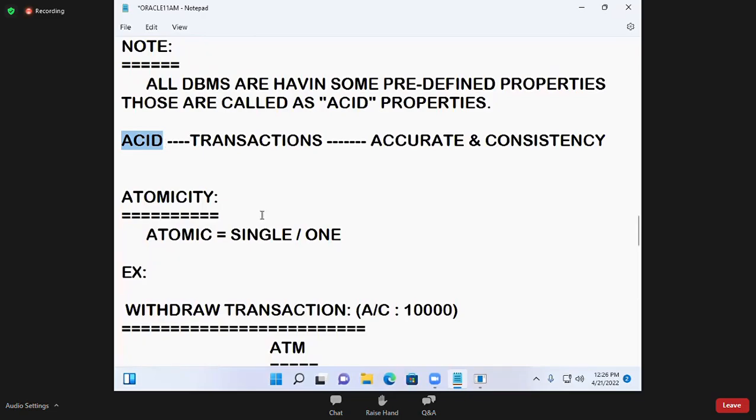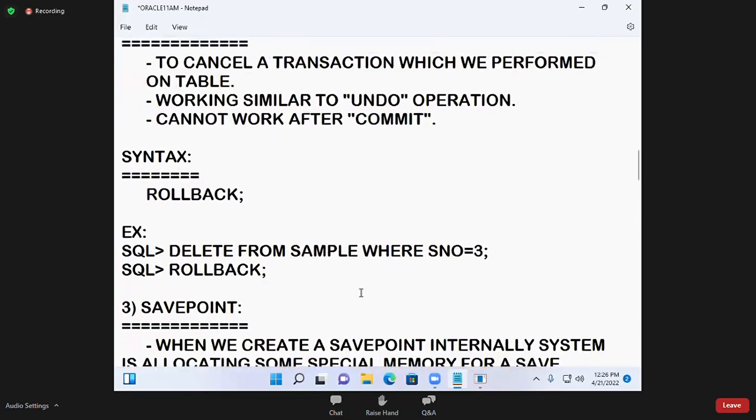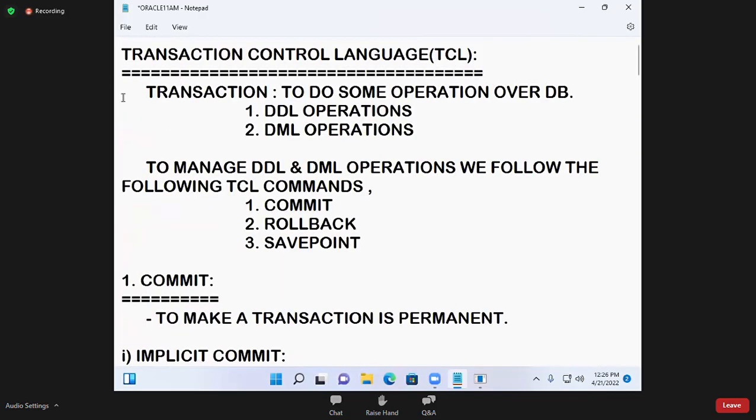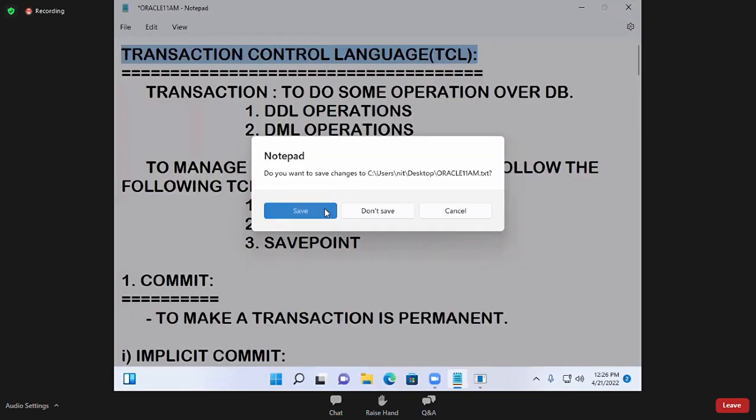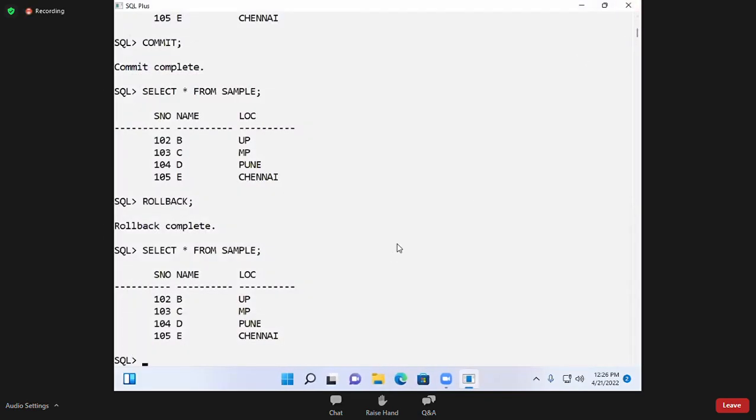So this is the transaction related information, which will lead to the transaction control language commands. Now this complete running notes and main notes, I'm going to share both here just now. Wait for that.